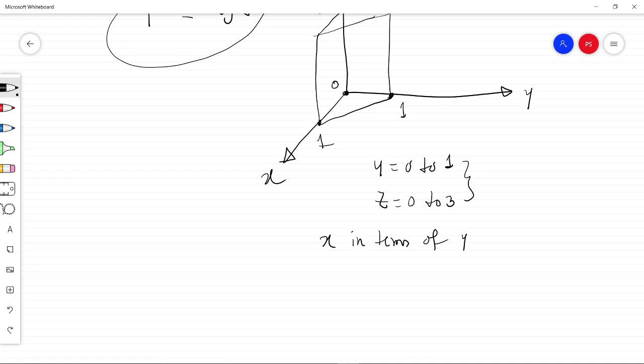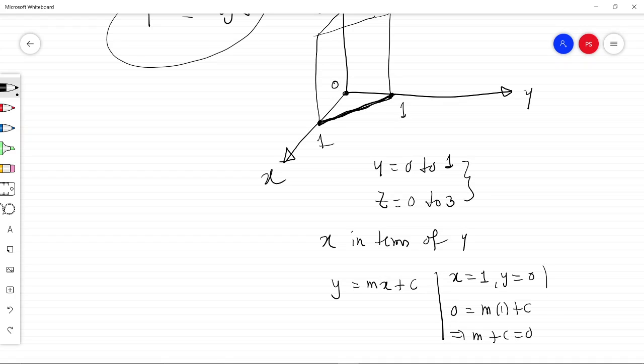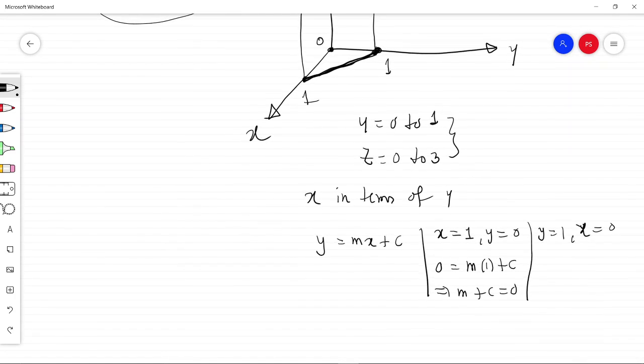For that, we see that the line belonging to the xy plane is a straight line. And the equation of a straight line is y is equal to mx plus c. Now we see that when x is equal to 1, y is equal to 0. So if we substitute this, 0 equals m into 1 plus c. So we get m plus c equal to 0. We see that when y is equal to 1, x is equal to 0. So if we substitute this in this equation, 1 equals m into 0 plus c. So this implies c is equal to 1.